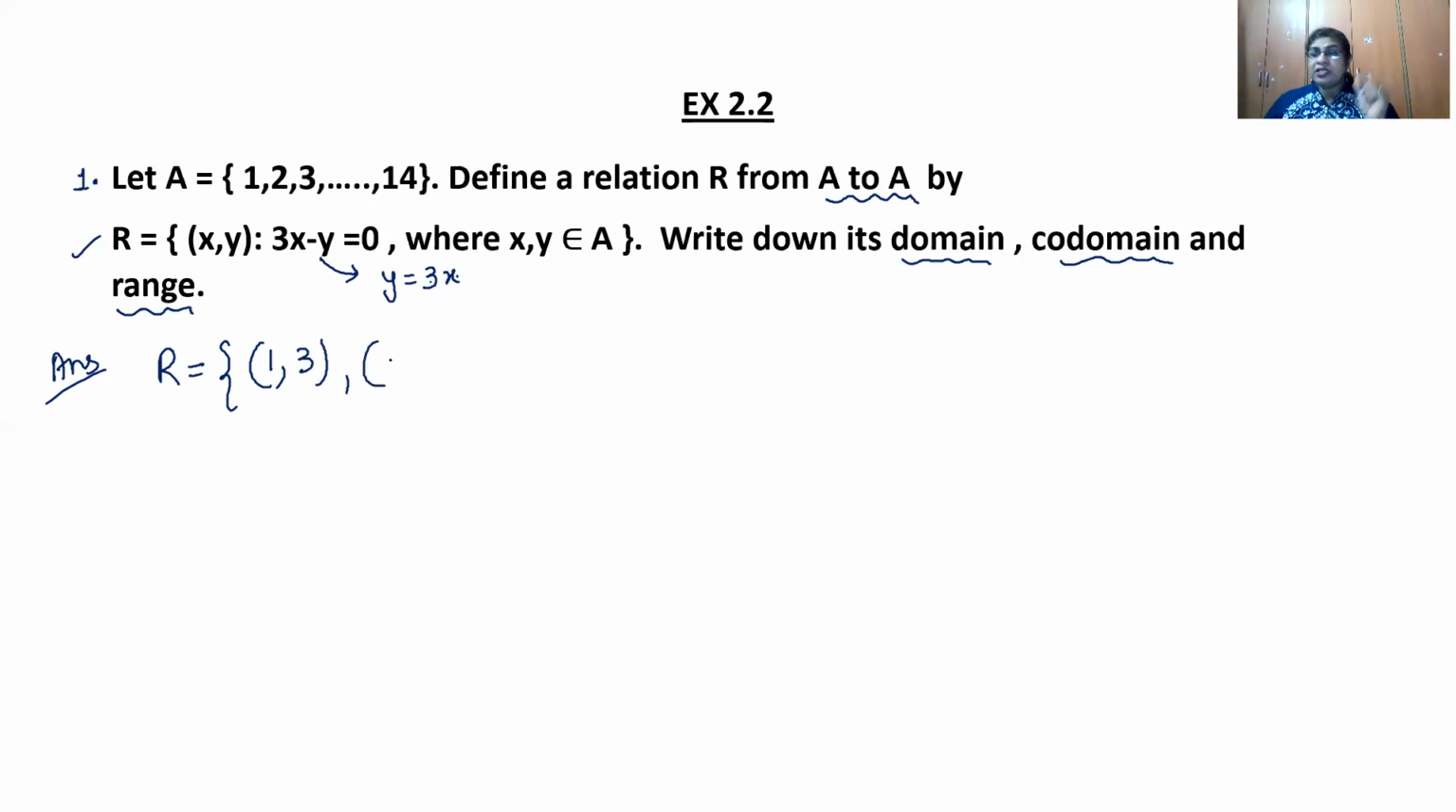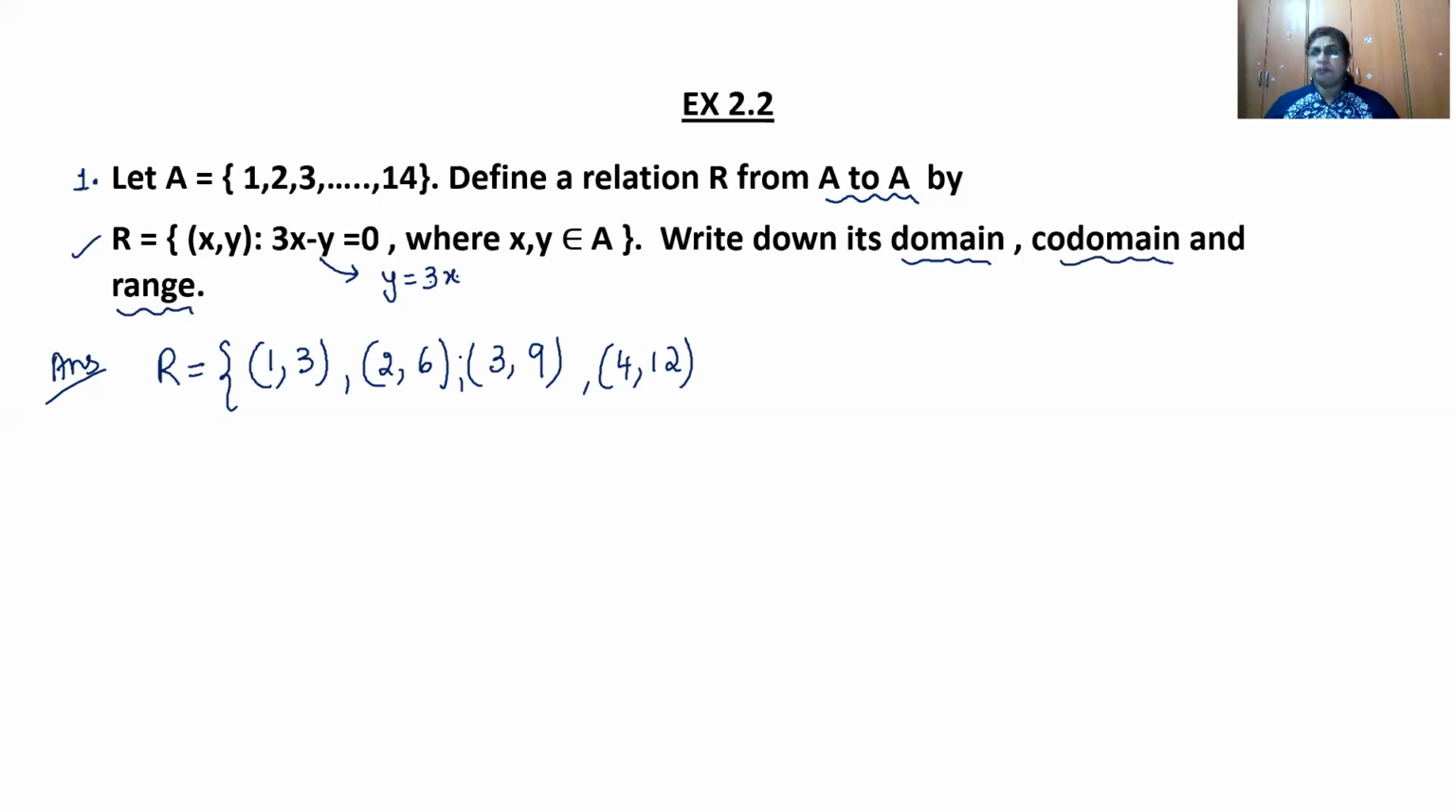Next, what is a condition to be kept in mind? Both the values should be there only from 1 to 14. It can't move outside that. Okay. Next, give x value as 2. So 2 into 3, you're getting 6 for y. Next, give 3. 3 3s are 9, you are getting. Next, give 4. You're getting 12.